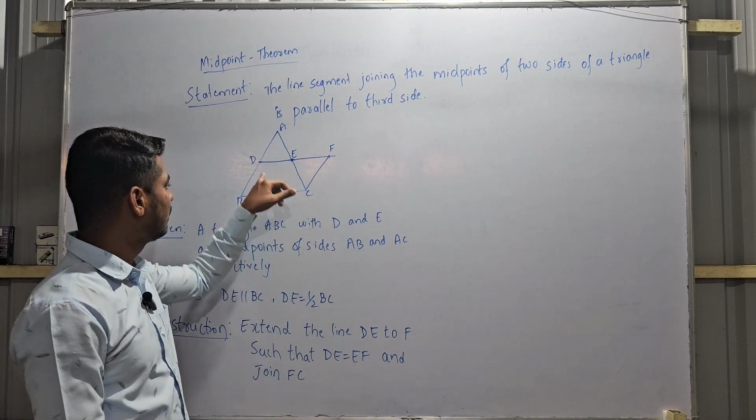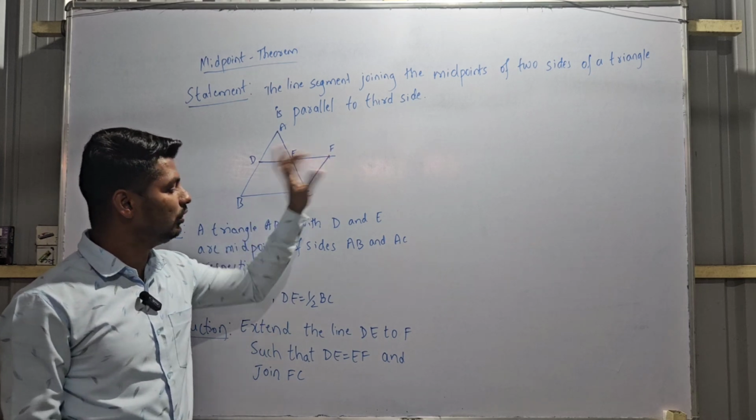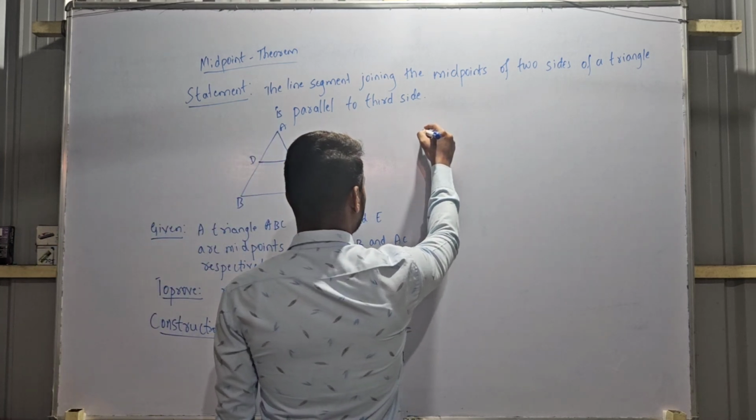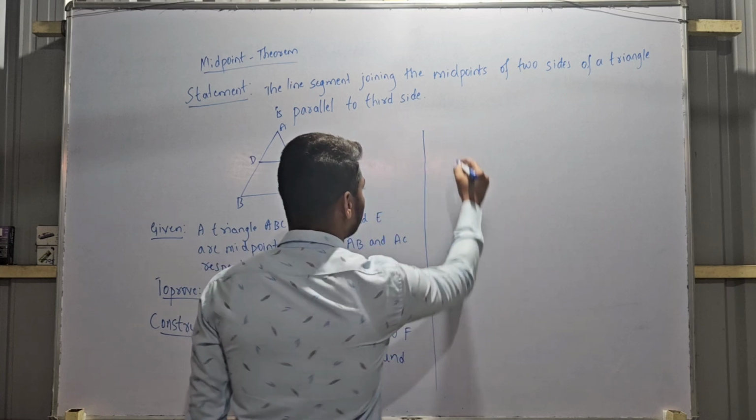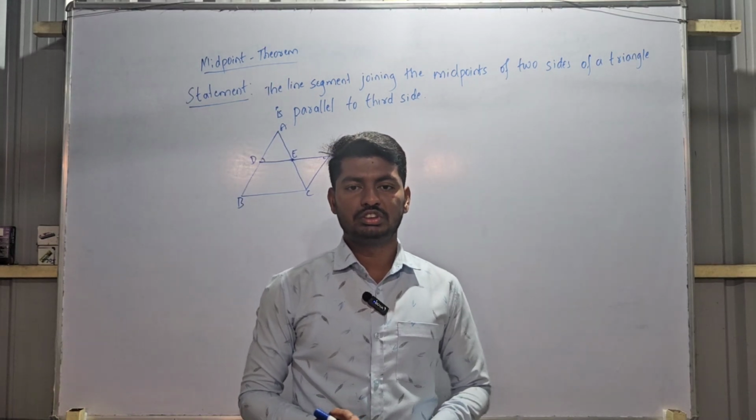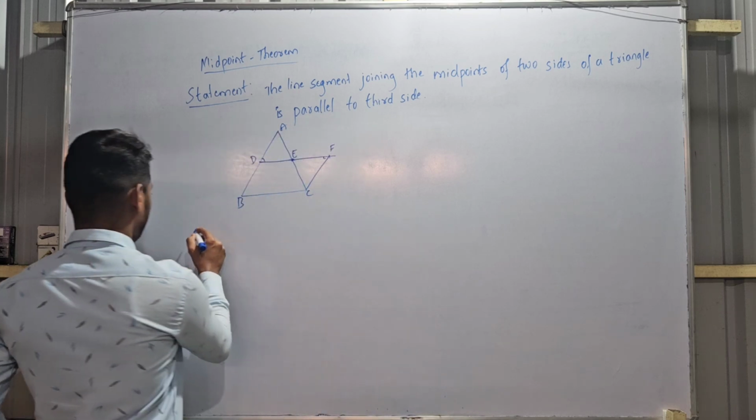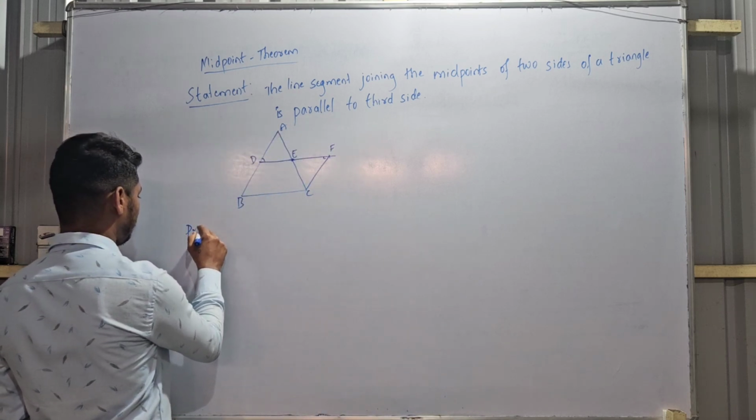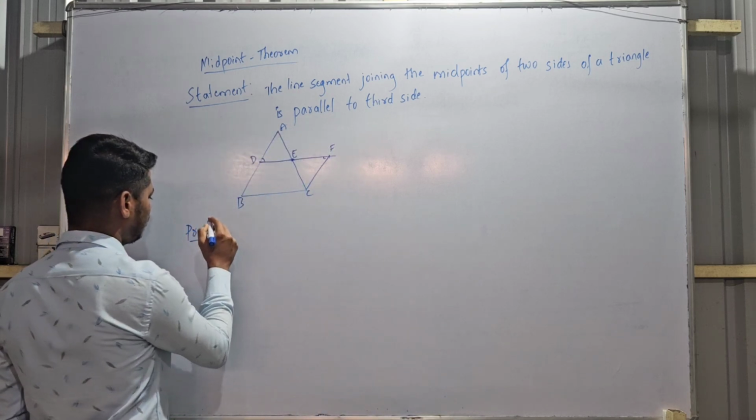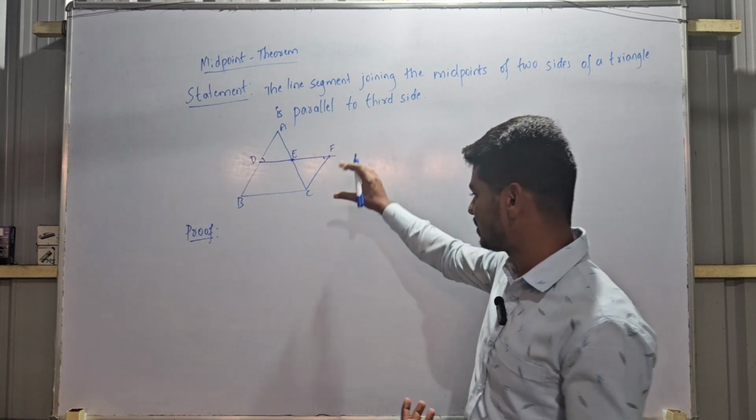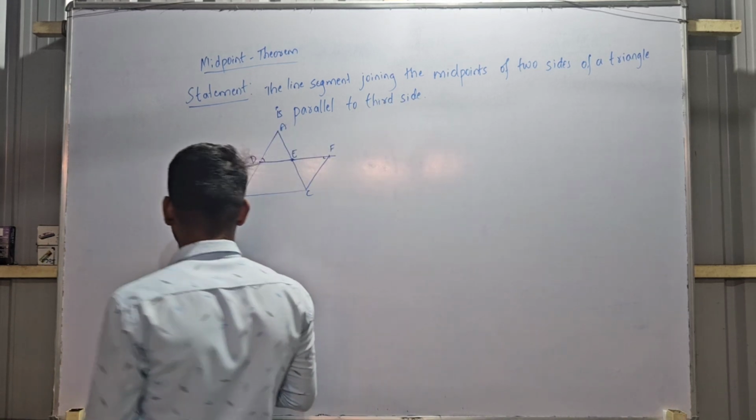So here DE must be equal to EF by construction. Now we will just have the proof for this. Okay students, now we shall have the proof for the midpoint theorem. So we have the statement, we have the given data, we have seen what to prove, and we have made a small construction. Now we shall have the proof.